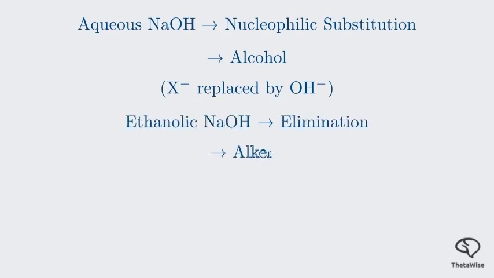However, if you use ethanolic sodium hydroxide, in hot, refluxing conditions, it acts as a base and causes elimination. The halogen and a hydrogen atom are removed from adjacent carbons, forming an alkene. The key here is the solvent, ethanol. The solvent changes the role of the hydroxide ion from a nucleophile to a base.